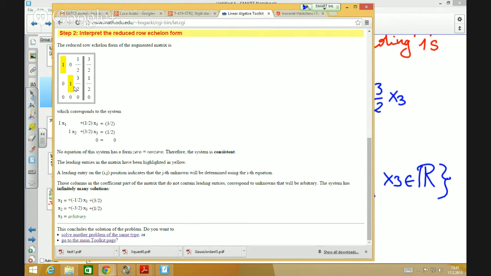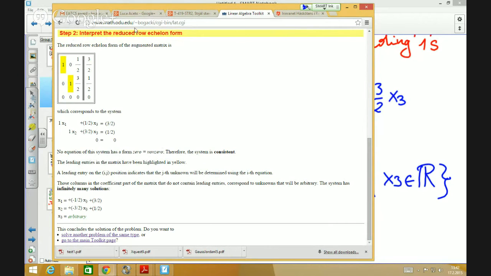Look at this reduced row echelon matrix. No equation in this system has the form 0 equals non-zero. Therefore, the system is consistent. If at any point, when you're manipulating your augmented matrix, you end up with a row of the form 0, 0, 0, 0, solid line, non-zero number, then you know that you don't have any solution. That's a telltale sign for an inconsistent system. And at that point, you can stop and say, no solutions, Luca, or whoever.